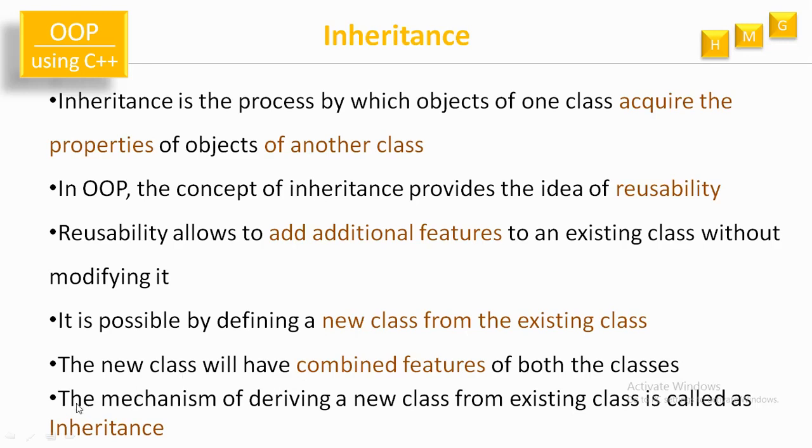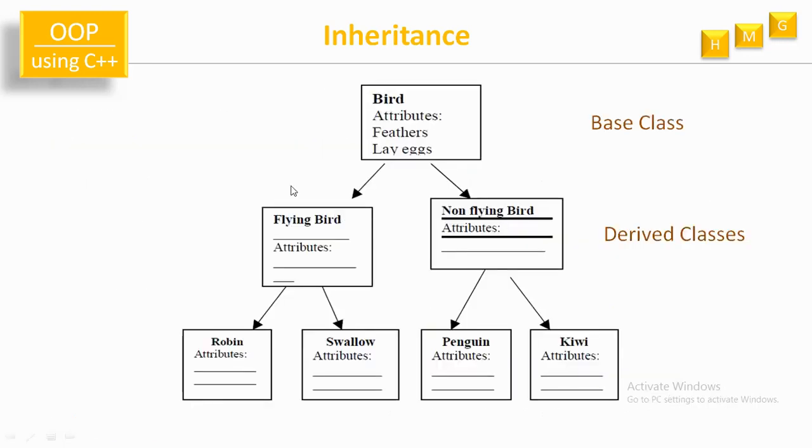So finally, the mechanism of deriving a new class from an existing class is called inheritance. Deriving means creating or defining a new class from an existing class, so that the features of the existing class will be inherited into the new class, and the new class will have the combined features of the existing class plus the new class. So this is the concept of inheritance. Let us see the example.